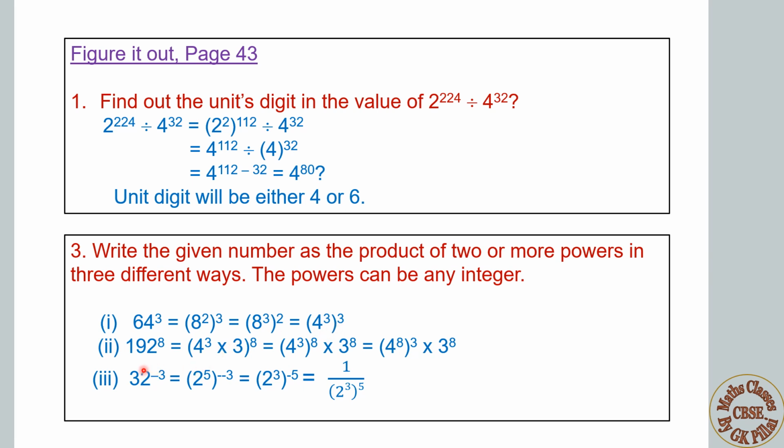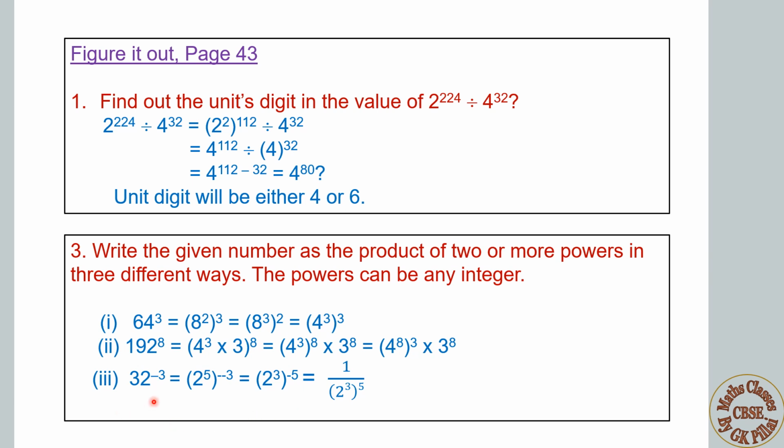Next one, 192 raised to the power of 8. Actually 192 is 4 to the power of 3 into 3. 4 to the power of 3 is 64, and 64 into 3 is 192, raised to the power of 8. Now you can separate it into 4 to the power of 3, whole power 8, into 3 to the power of 8. Now once again 8 can be inside, 3 can be outside. So 4 to the power of 8 raised to the power of 3 into 3 to the power of 8. This is the way to write.